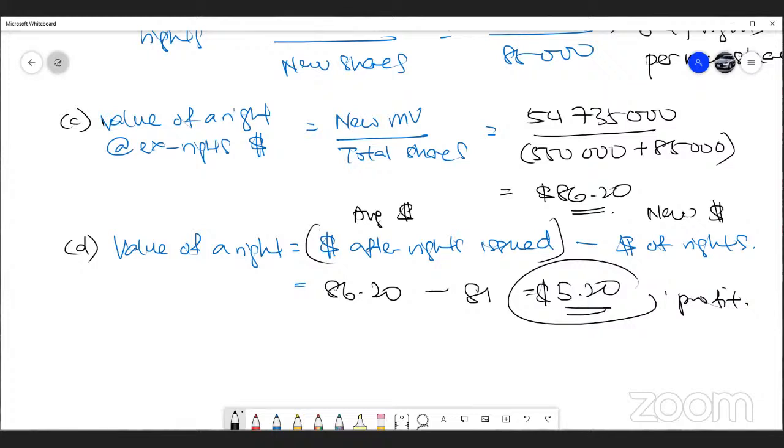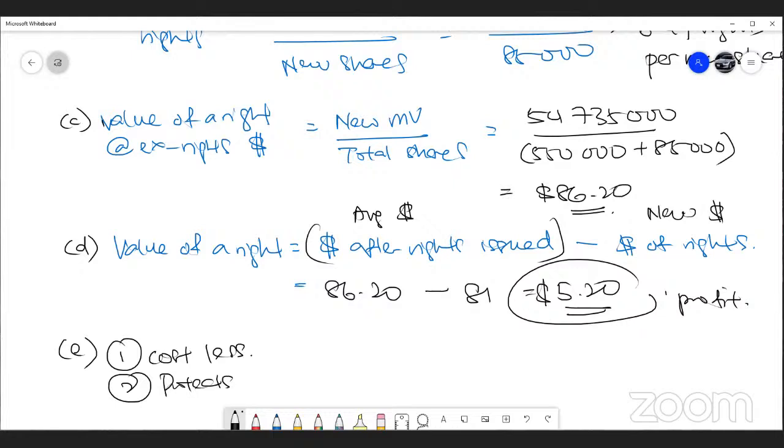Why might a company have a rights offering rather than a general cash offer? Why do they want to issue new shares and not a general cash offer? To answer E is very simple. A rights offering usually costs less. So number one, cost less. Number two, it protects the interests of existing shareholders.